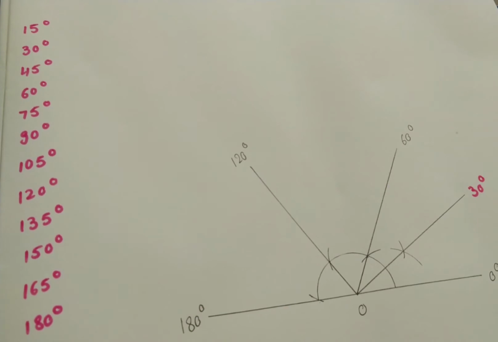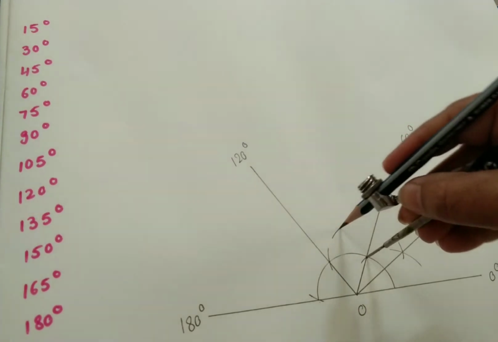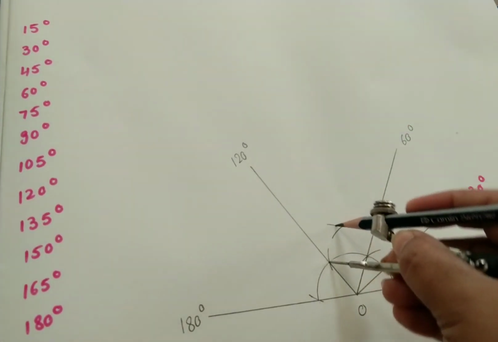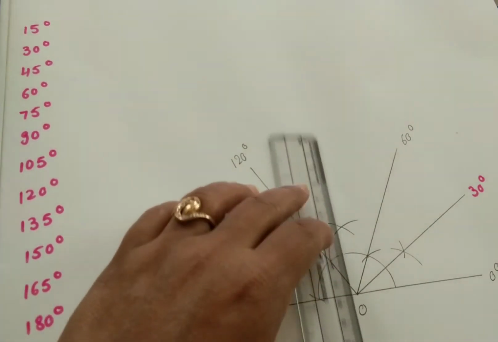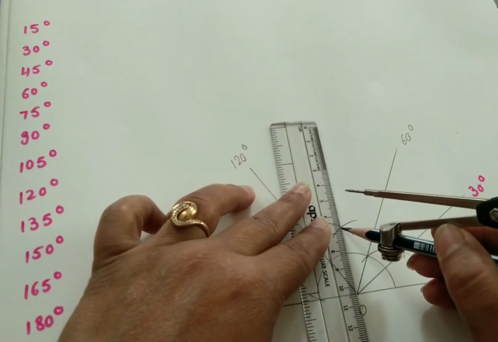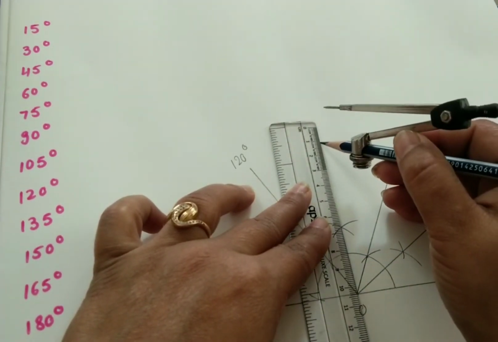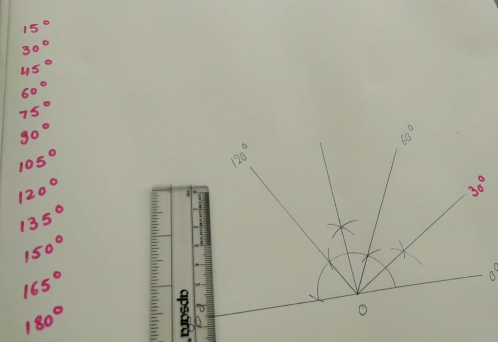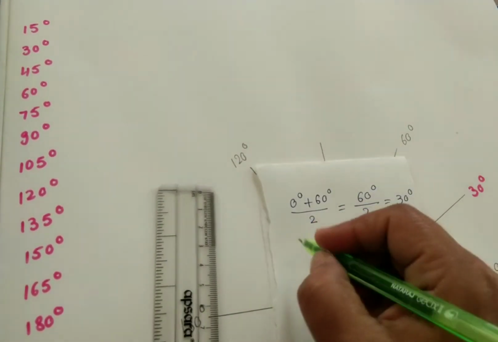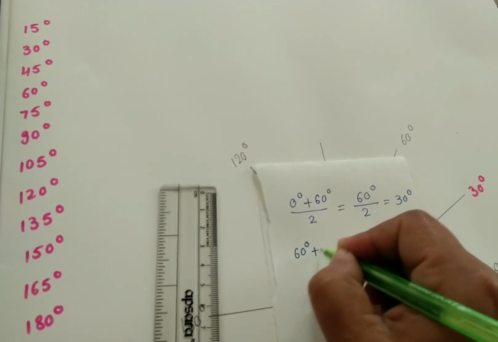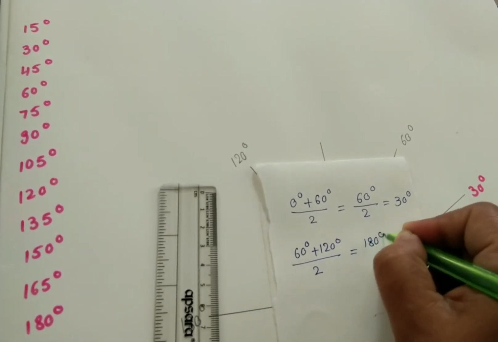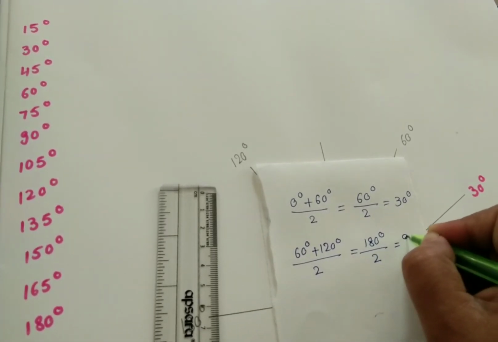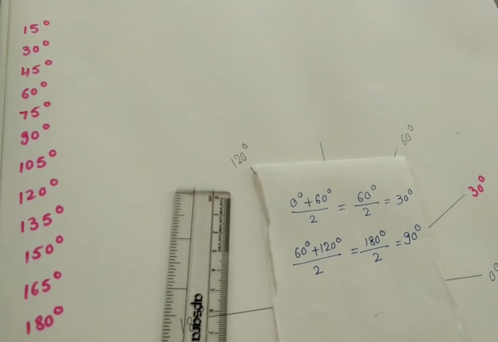Similarly, when we do the bisector of angle 60 degree and 120 degree, we will get 90 degree angle. We will join it first and I will show you how this is 90 degree angle, because here 60 degree plus 120 degree divided by 2 is equal to 180 degree divided by 2, which is equal to 90 degree angle.